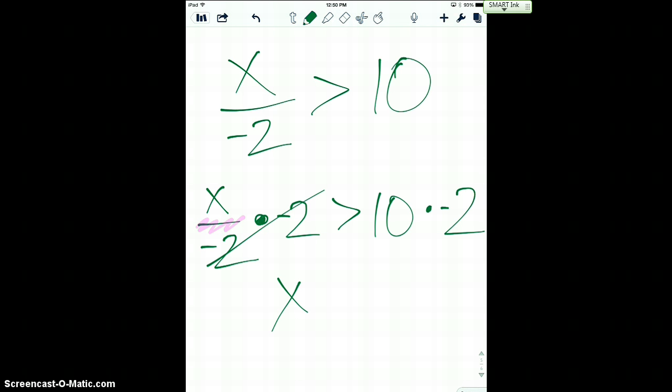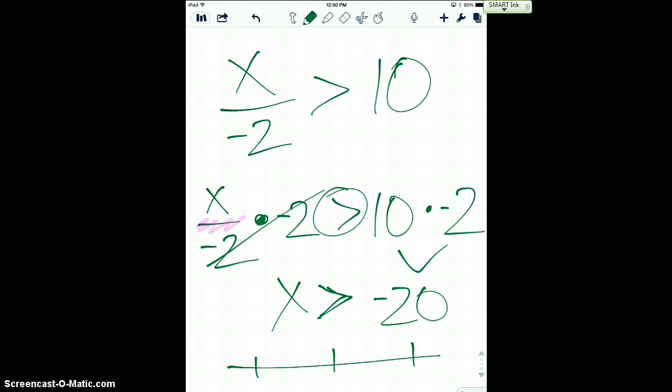Over here, I don't have 10 anymore. 10 times -2, negative number. They don't agree. And 20. I use my symbol, and that is the greater than symbol. So now I have solved it, and now I graph.